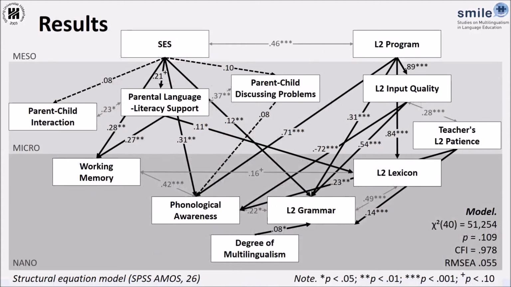In this structural equation model, we see, among other things, that proximal parental support partially mediates the effect of SES on working memory, and that teachers' L2 input quality partially mediates the effect of school program on L2 grammar comprehension. An independent micro-level variable, teachers' patience to wait for students' answers, also predicts L2 grammar. And additionally, we find a positive effect of multilingualism on grammar and numerous other ones.